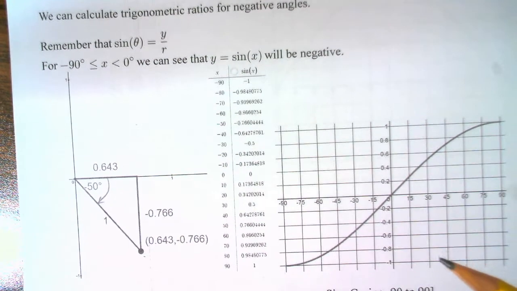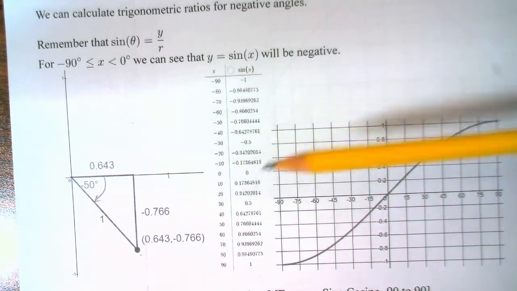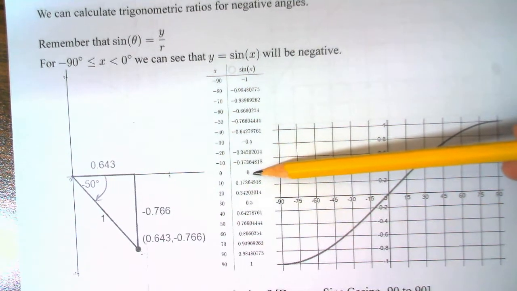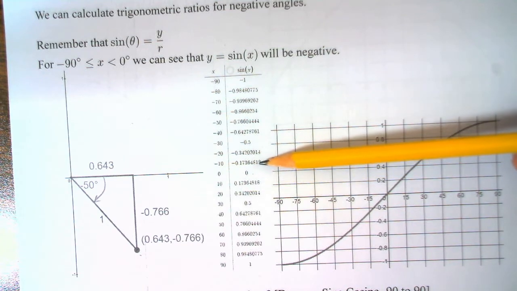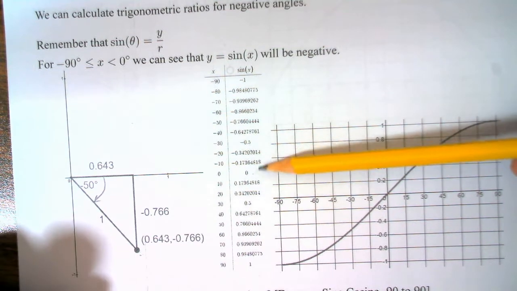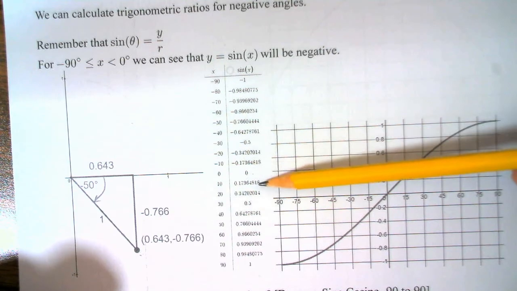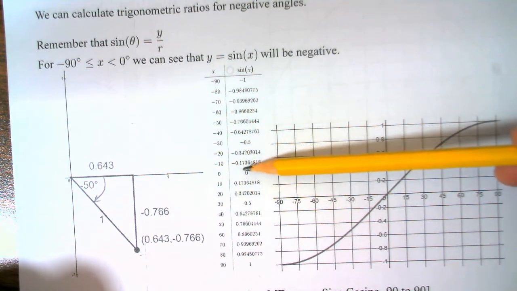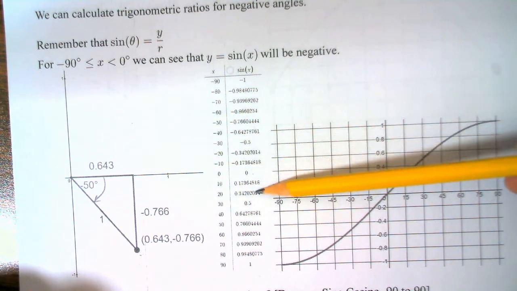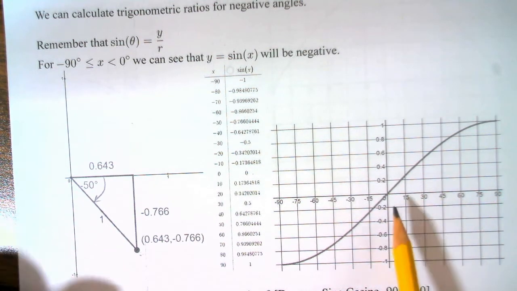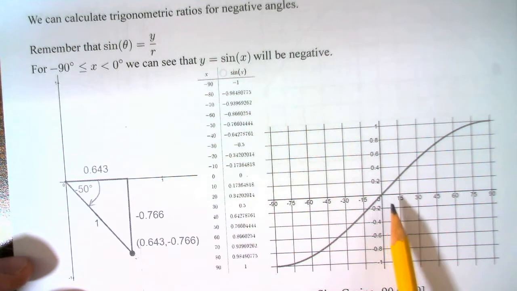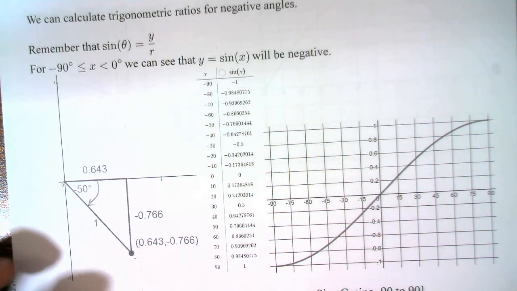Another pattern that we can see is that if we look at 0 and we go up 10 degrees or down 10 degrees, these two y values are the same except for their sign. And these two and these two. And so there's a symmetry at 0 degrees on either side of it. So that's a pattern.